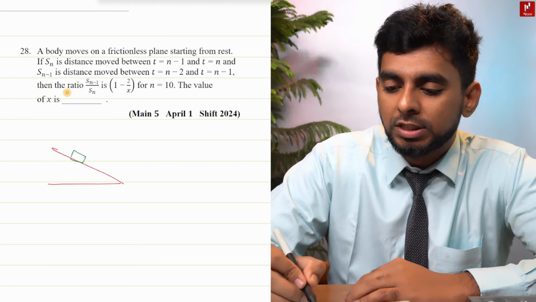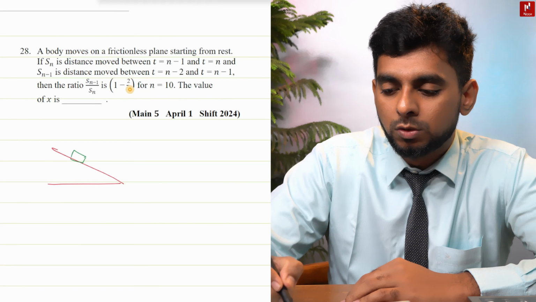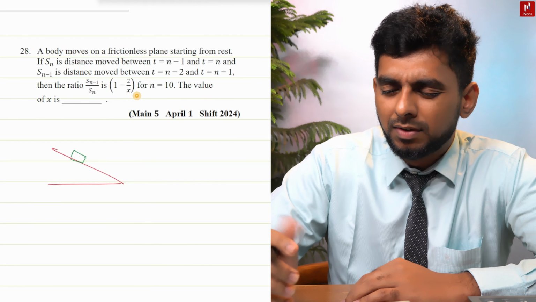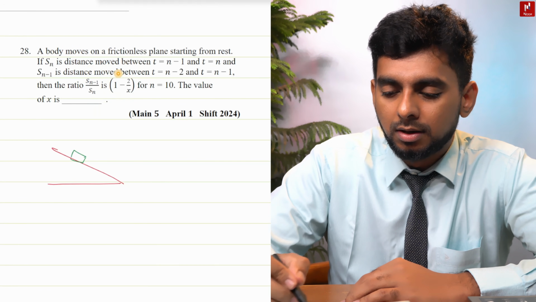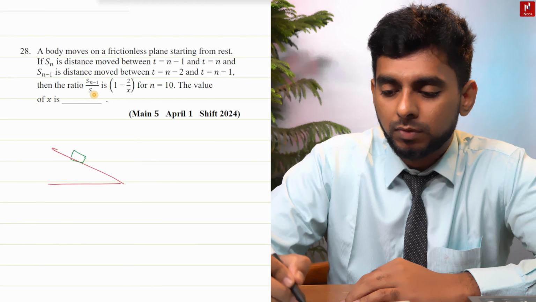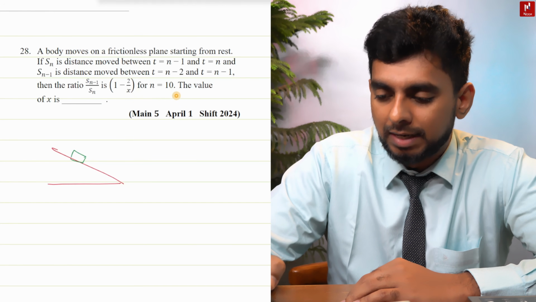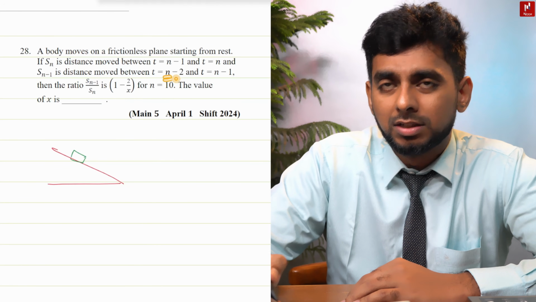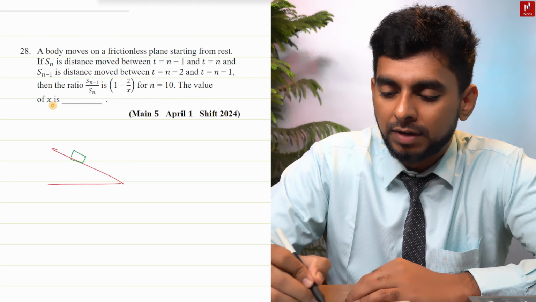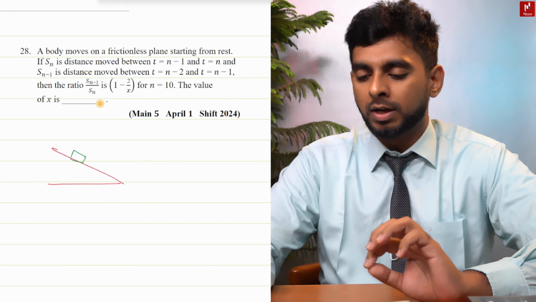Then you have the ratio Sn minus 1 divided by Sn is 1 minus 2 divided by x. So they've given you this ratio straight away. I just need to get this ratio, which should be equal to 1 minus 2 divided by x for n equals 10. They have given you the value for n, that's going to be 10. I just need to get the value for this x.